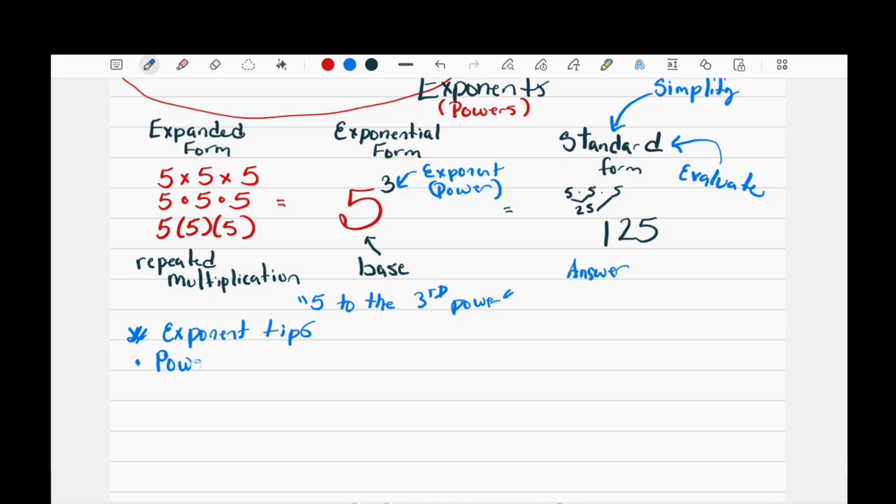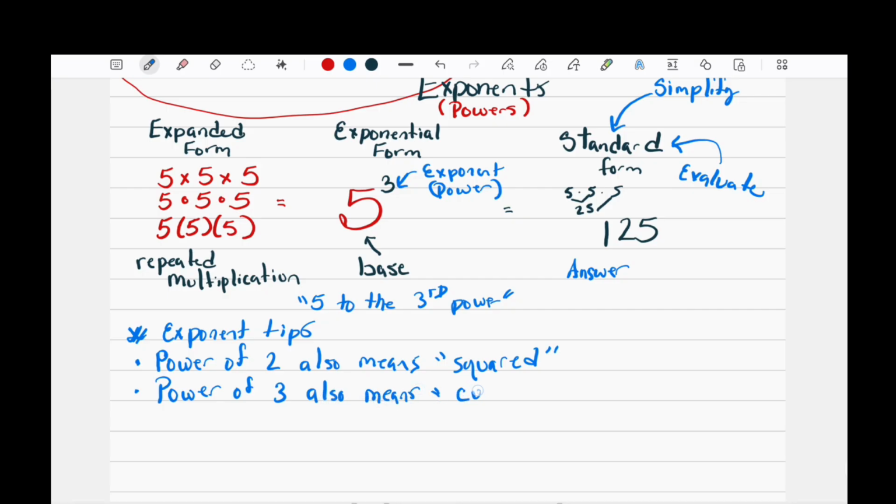Power of 2. When you see a little 2, power of 2 also means squared. If that was a 2, you can say 5 squared. So power of 2 also means you can say squared. If you see someone say squared, that just means 2. Just like power of 2 means squared, you have one more. A power of 3 also means cubed.